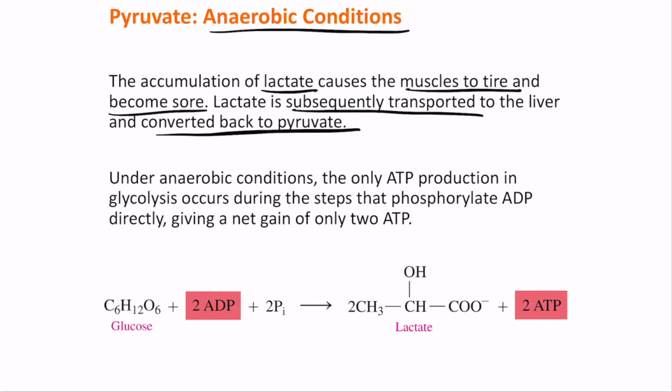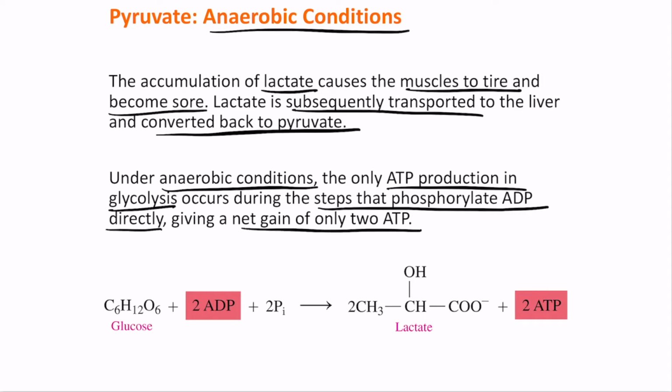But under anaerobic conditions, the only ATP production in glycolysis occurs during the steps that phosphorylate ADP directly, giving a net gain of only 2 ATP. This is the reason why as you exercise more and more you get tired and your muscles become sore. The reason mainly is that there is not enough oxygen to produce more ATP, and you have less ATP production. The lesser the ATP production, the lower the endurance of your muscles.